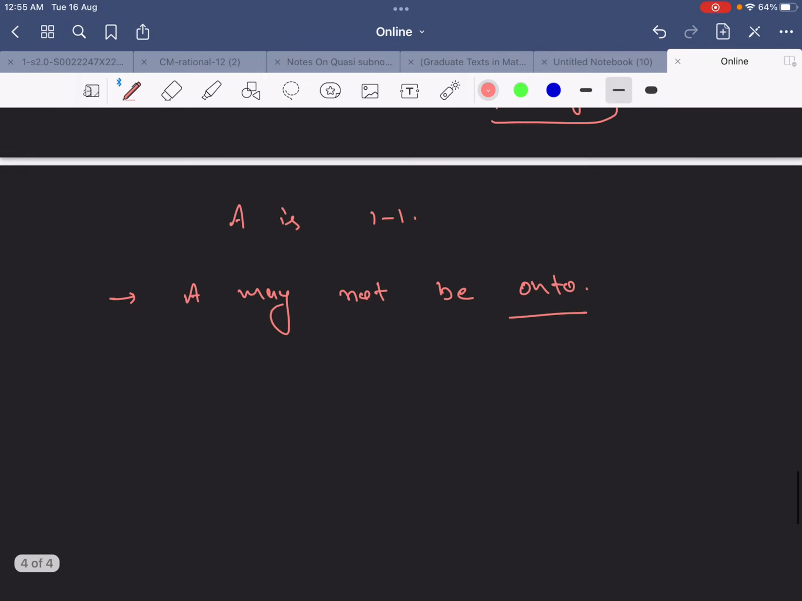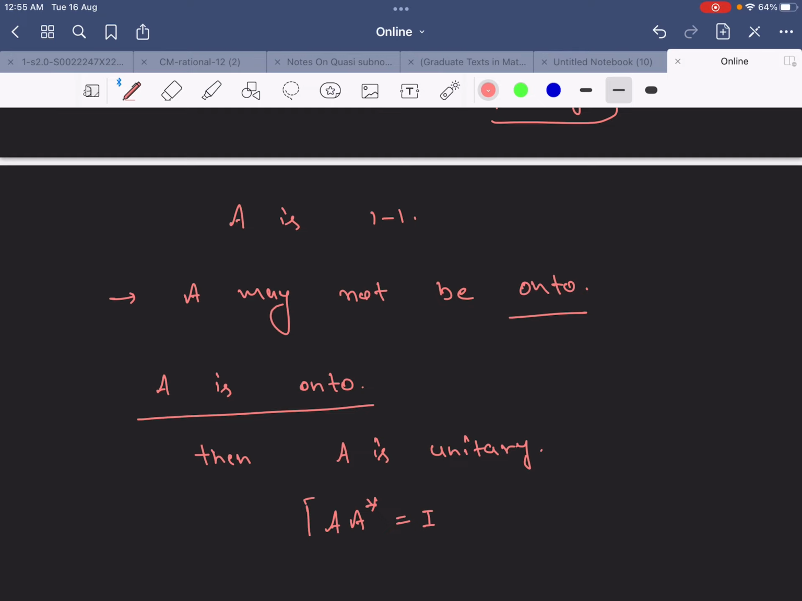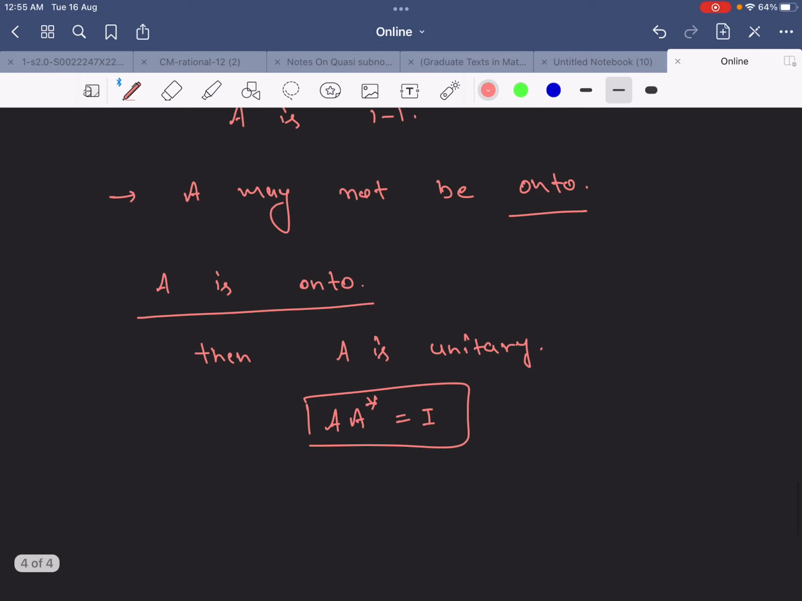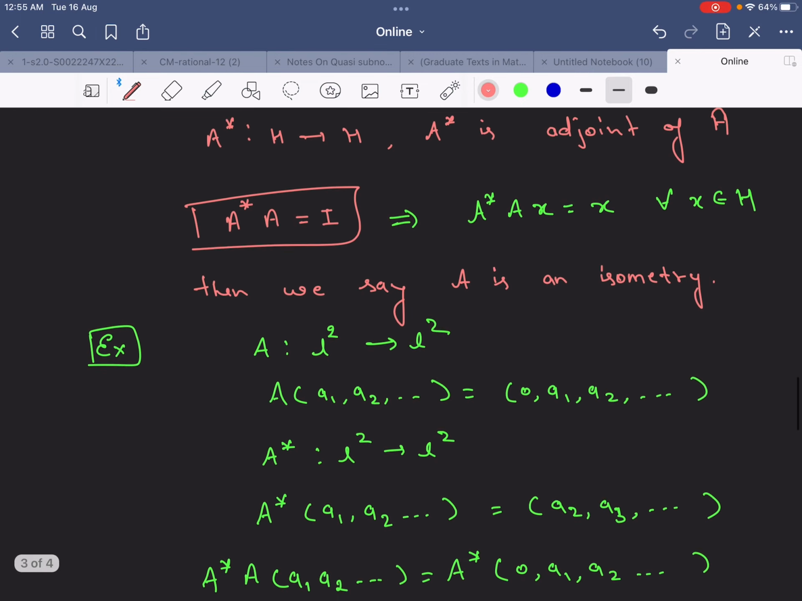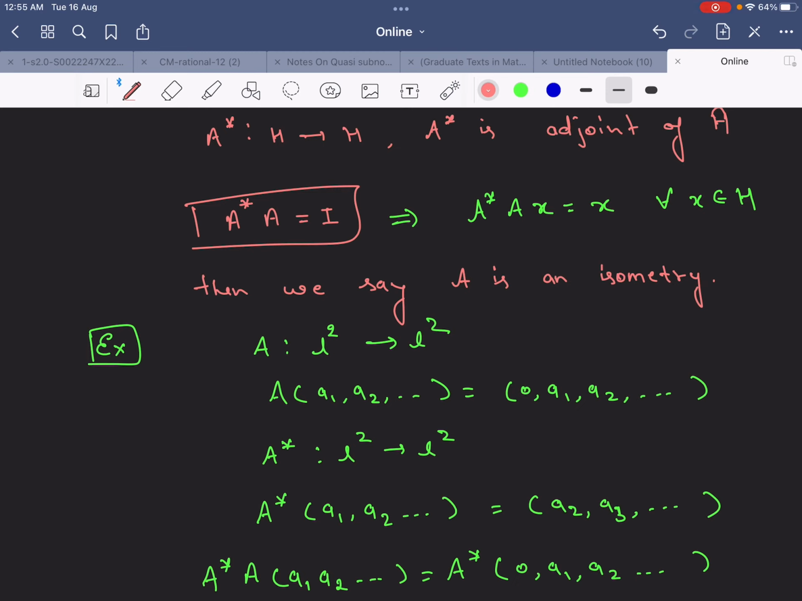But in case A is onto, then we say A is unitary, or equivalently A A star equals I. So yeah, these are some definitions and examples and one property of isometry.